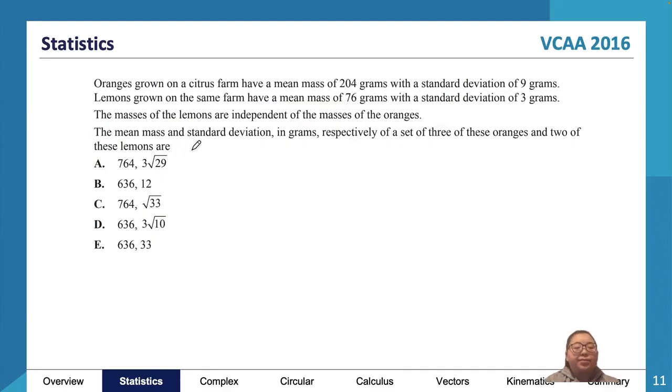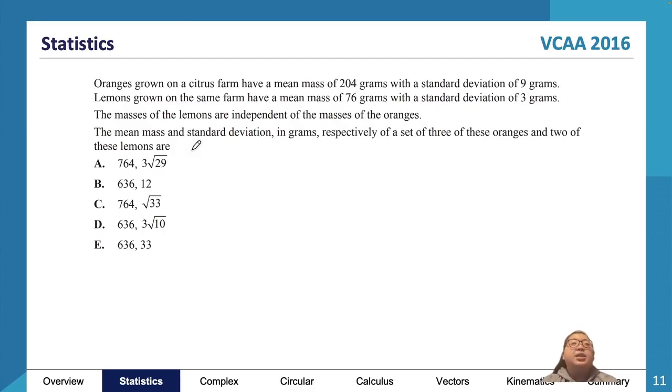The mean mass and the standard deviation in grams, respectively, of 3 of these oranges and 2 of these lemons are... So I want you all to think to yourselves which one do you think this is, and you can pop it in the chat if you want to. Do you think it's that X plus X plus X situation, or do you think it might be that situation where we have to times everything together?